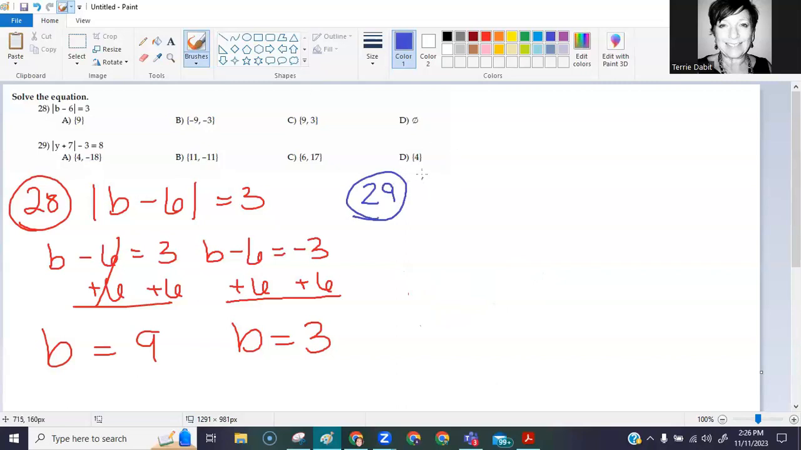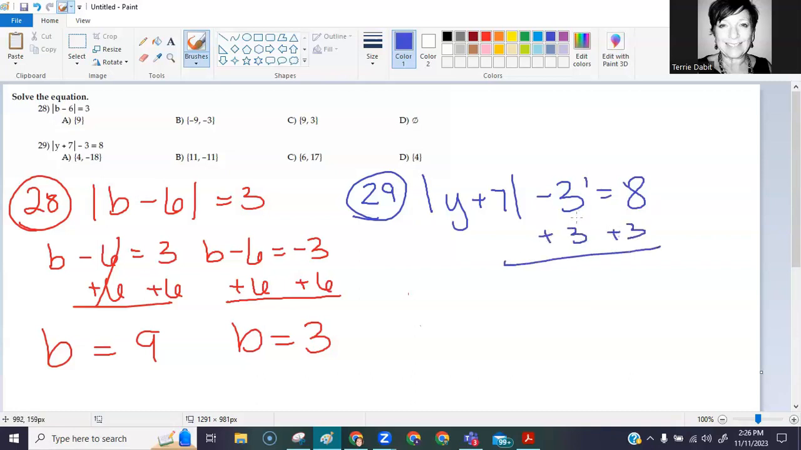Number 29, we have underneath the absolute value bars, y plus 7 minus 3 is equal to 8. You'll notice that the bars are not isolated. I have a negative 3 that I need to move to the other side. So I'm going to do plus 3. And then I have y plus 7 under my bars is equal to 11.